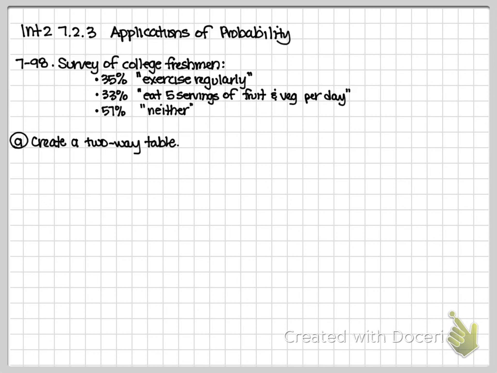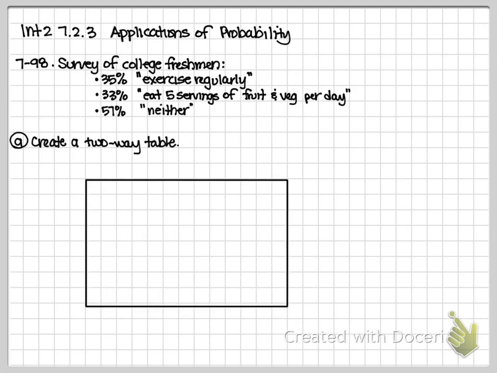If there was an opportunity to check a box for exercise regularly and an opportunity to say neither, I'm going to go out on a limb here and say that there was definitely an option for them to say that they do not exercise regularly. Same thing with the fruit and vegetable part of this. So I'm going to go ahead and set up a table. I'm going to try to fill in everything that I know.